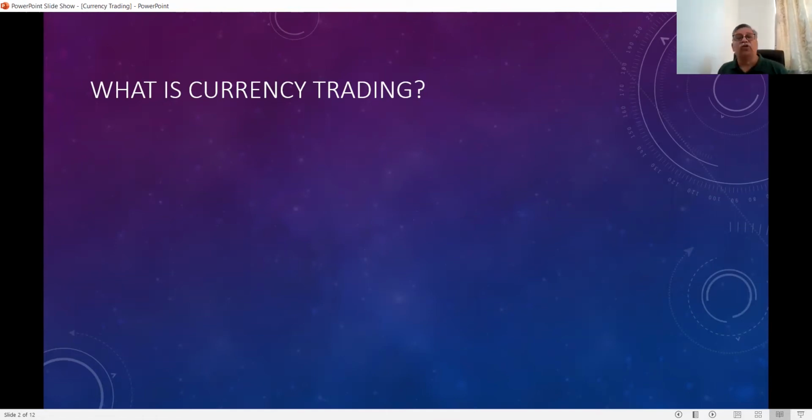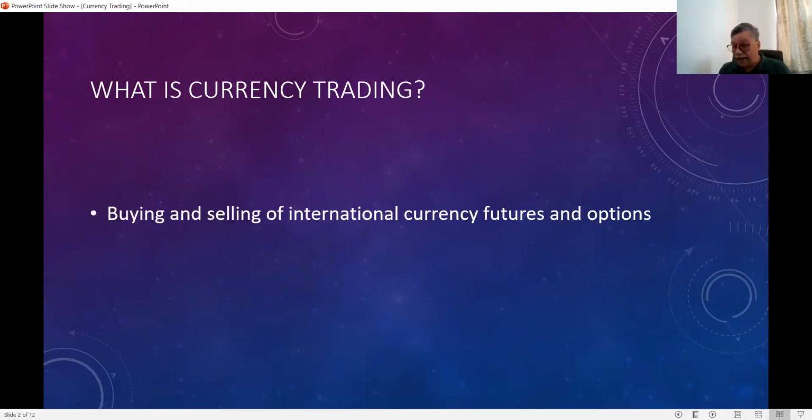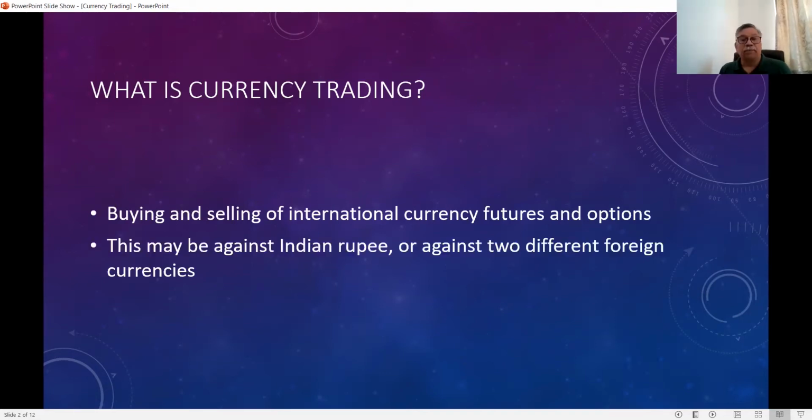Maybe second only to Nifty, or comparable to Nifty even sometimes. So it is buying and selling of international currency futures and options. You cannot directly go and buy dollars, but you can buy dollar futures. Okay. So either it is against the Indian rupee or it can be against two different foreign currencies.